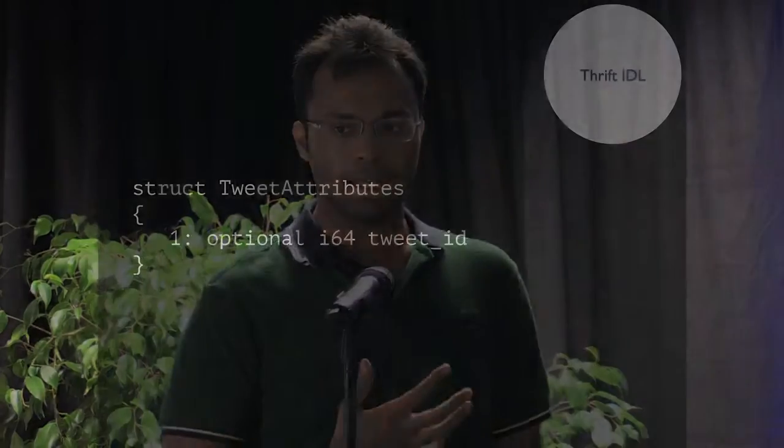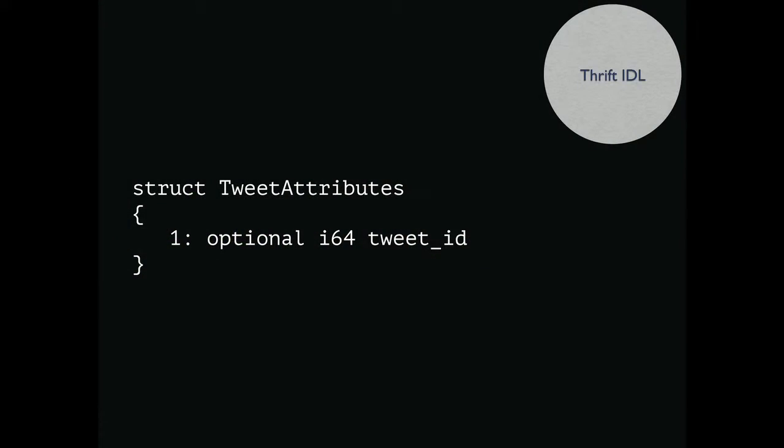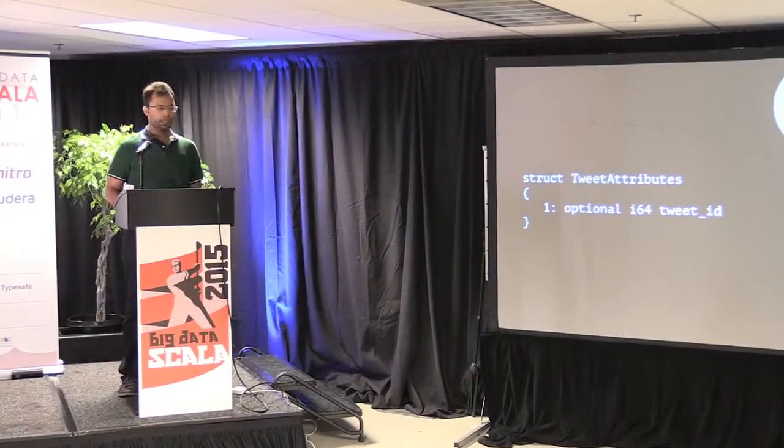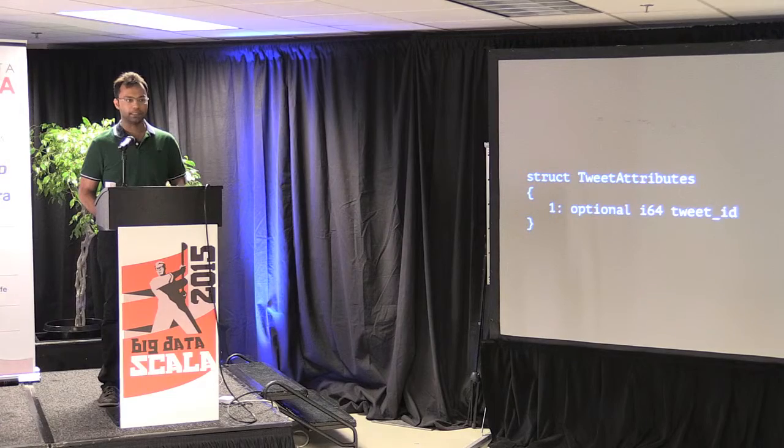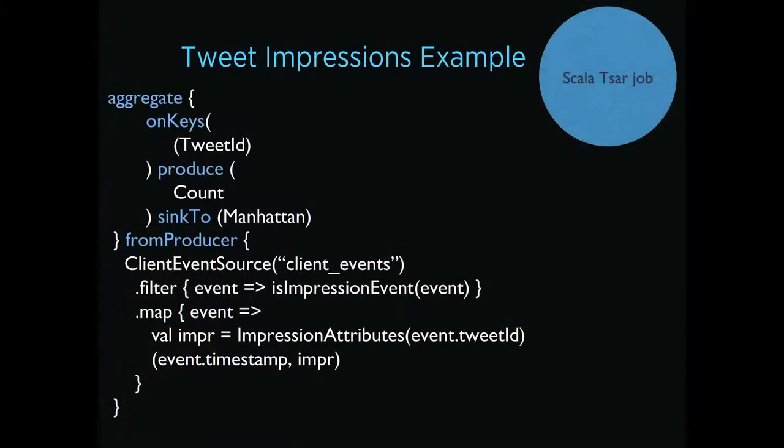The Thrift IDL is where you would specify the dimensions that you care about. In this case, I'm just grouping on the tweet ID, I'm computing impressions on a tweet ID. So the only dimension that I actually care about is the tweet ID. So I define a Thrift struct and just have one field inside it. Here is the actual Tsar job, and we'll walk through this more. This is where we'll spend some of our time.